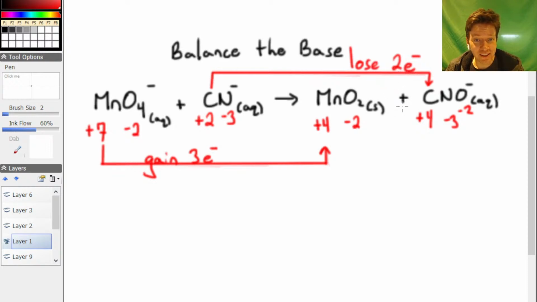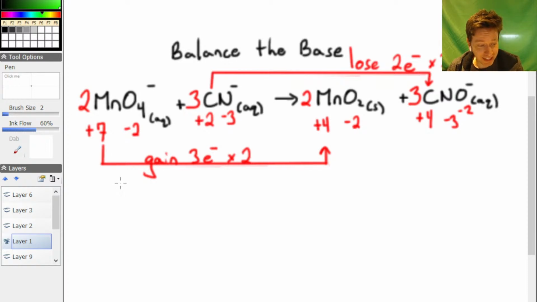Right? So we need to find the lowest common multiple, which turns out to be 6. So to get 6, I need to multiply these by 2 and multiply these by 3. So I'm going to write that in the equations. So I'm going to put a 2 here and a 2 here. And I'll put a 3 here and a 3 here. Okay? So that's the first big step. If you get that far, you're doing really well.